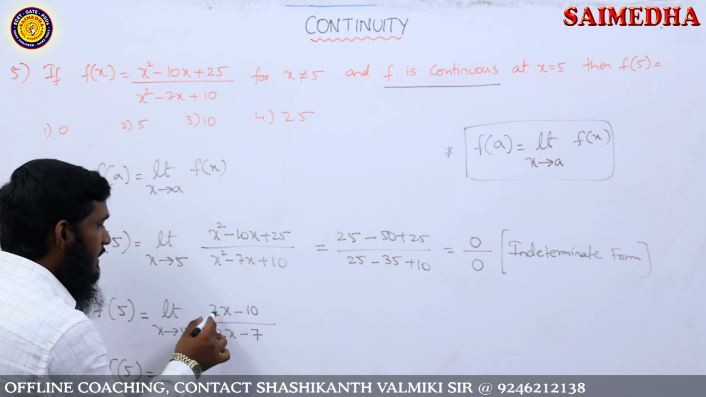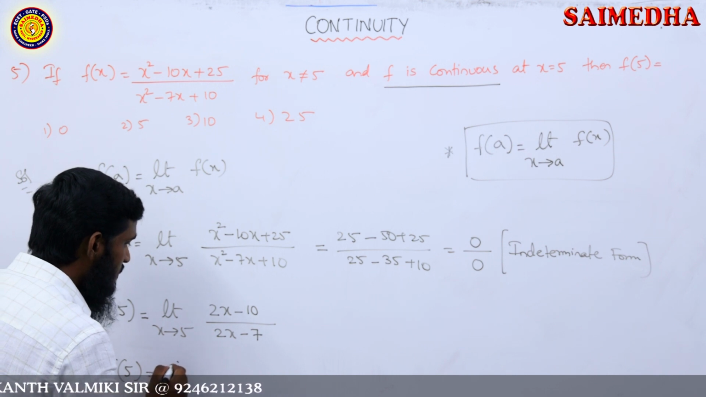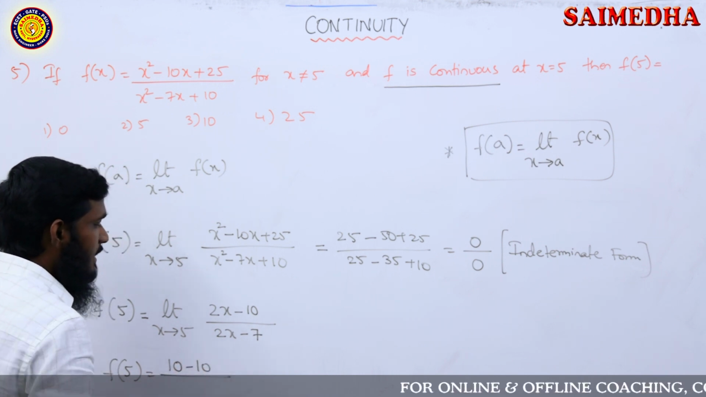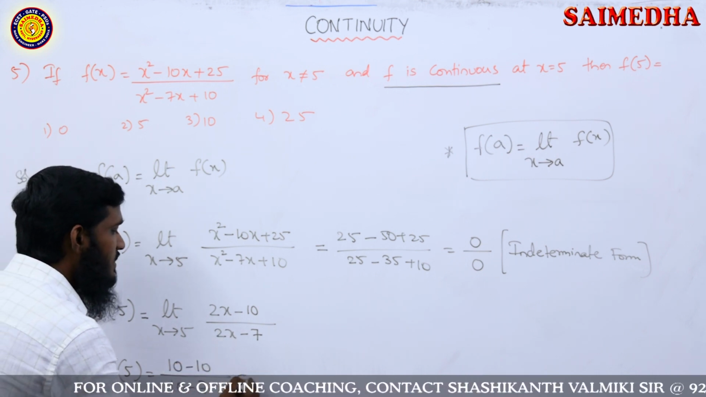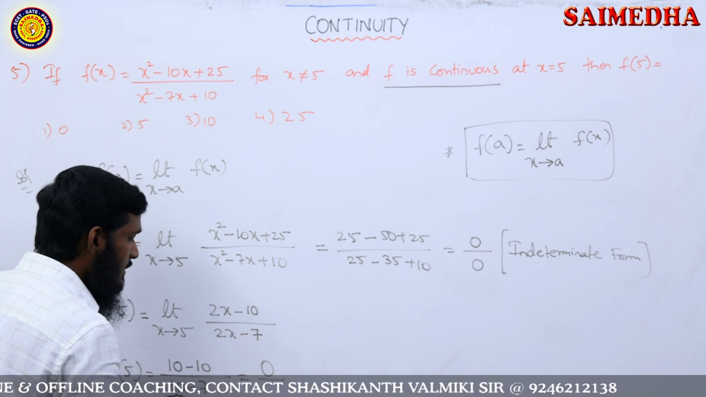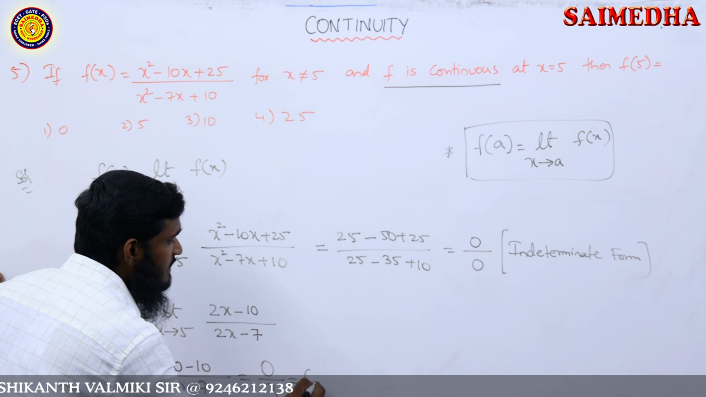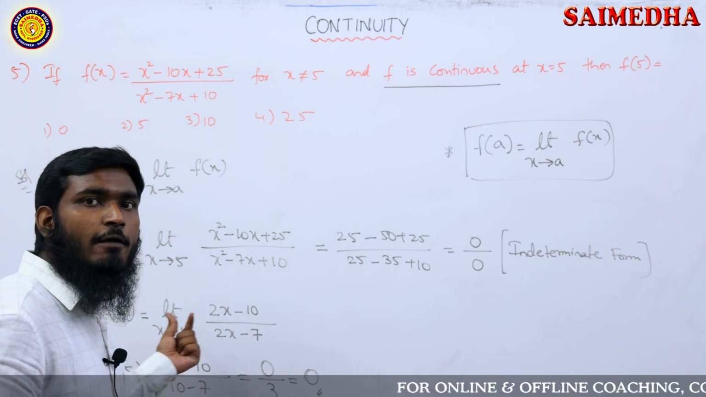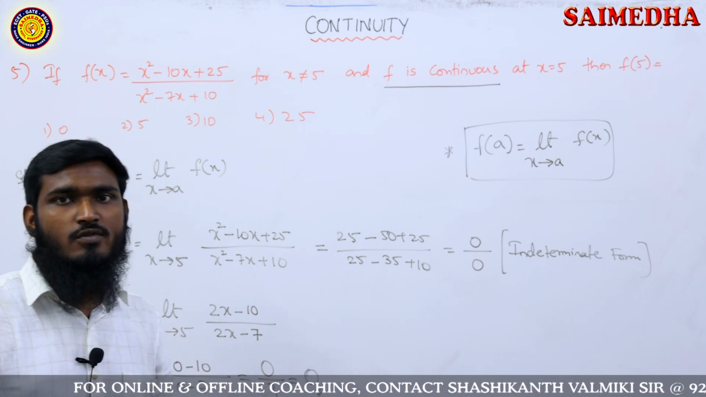In the place of x we substitute 5. 2 fives are 10. 10 minus 10 equals 0. First let us write it as 10 minus 10, divided by, again 2 fives are 10, 10 minus 7, which is 3. So 0 by 3 equals 0. So what is the f of 5 value? f of 5 means the value of the function. The value of the function equals 0.